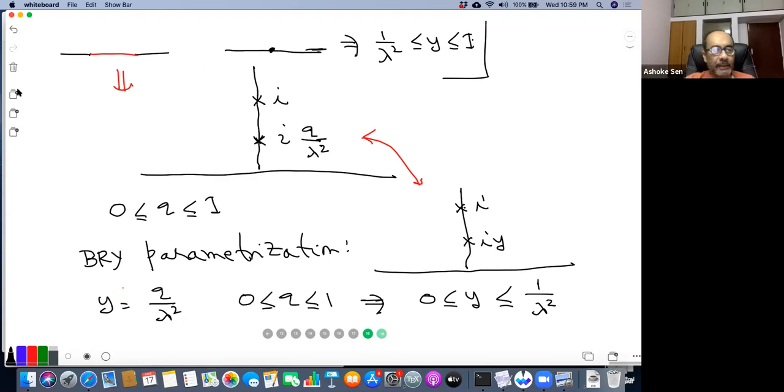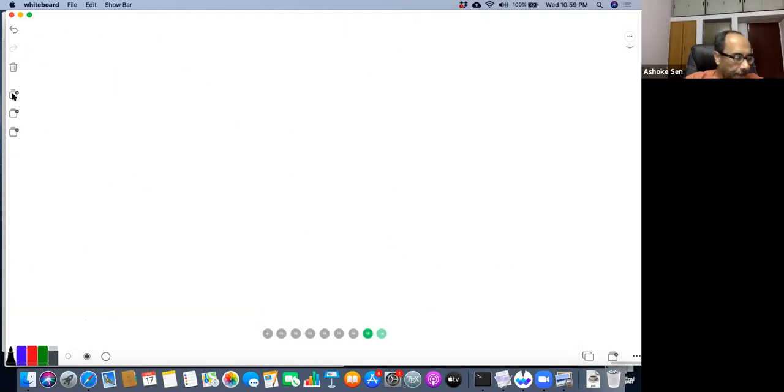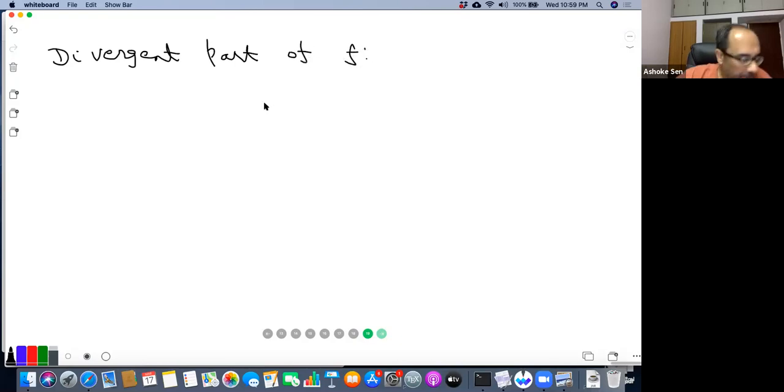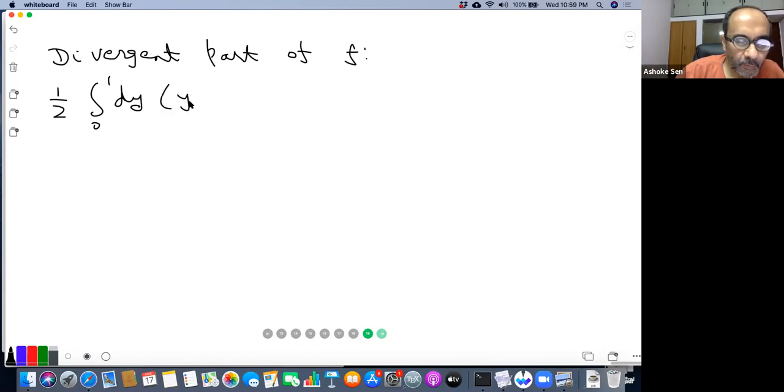Okay, so let me translate it to numbers now. Then I'm going to stop. So remember the divergent part of f had this form: half integral 0 to 1 dy, and then y to the minus 2 plus 2 omega 1 omega 2 y inverse.